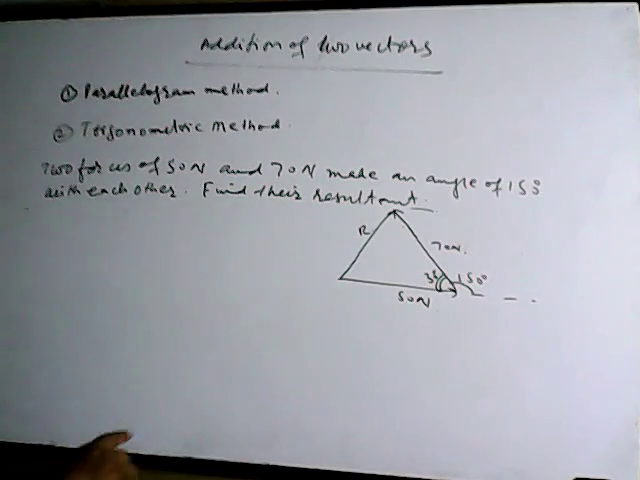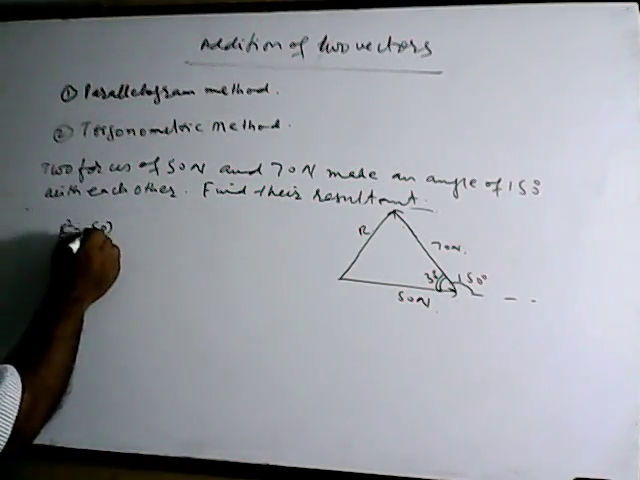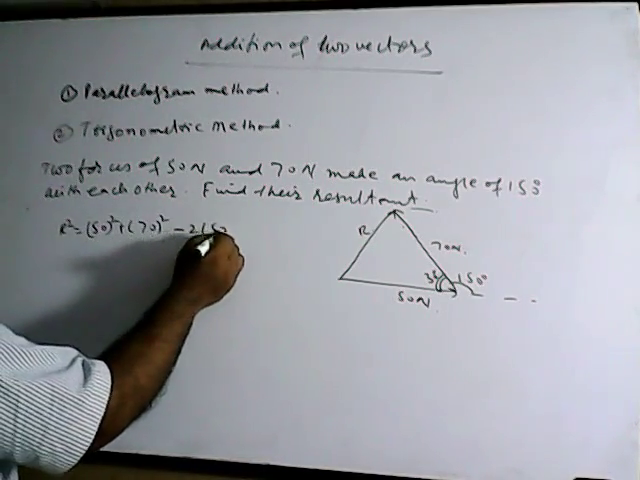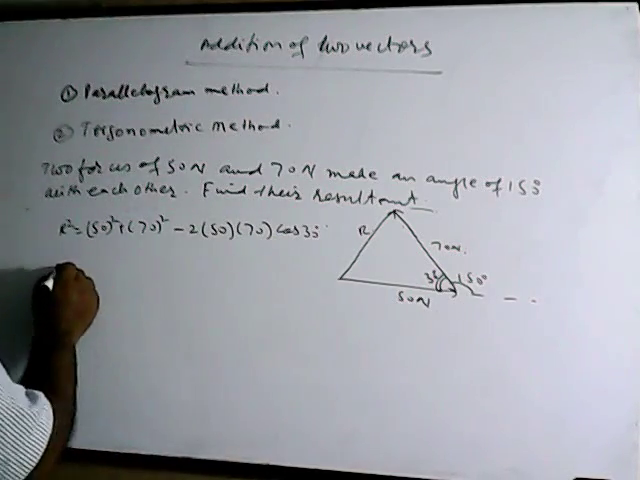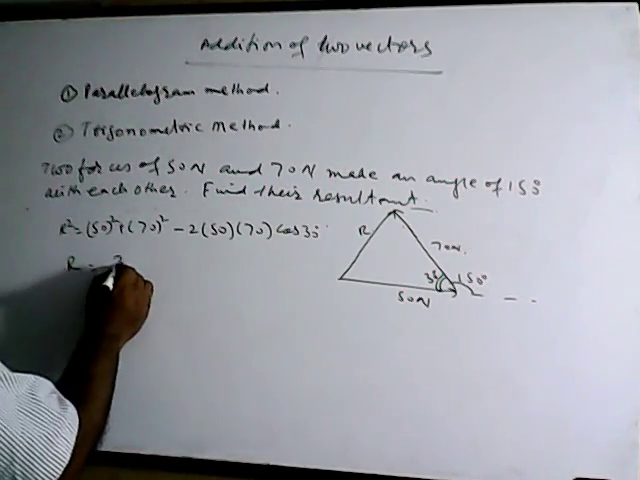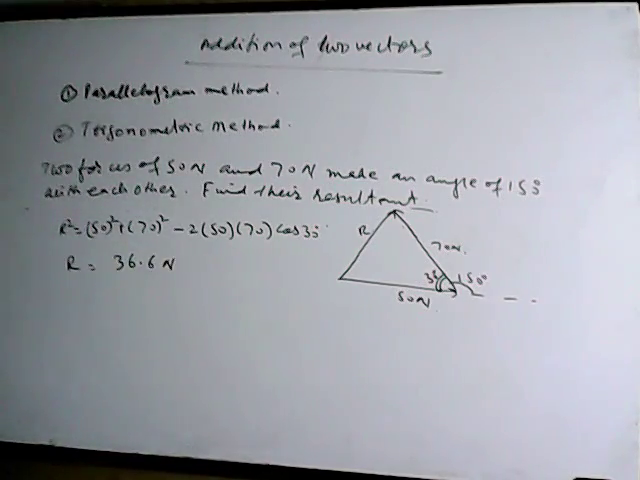So R square will be equal to 50 square plus 70 square minus 2 into 50 into 70 into cos 30. And when you calculate R, it is coming out to exactly 36.6 Newton. So the trigonometric method is more accurate. In drawing we just calculated 37 Newton, but here it is coming exactly 36.6 Newton.